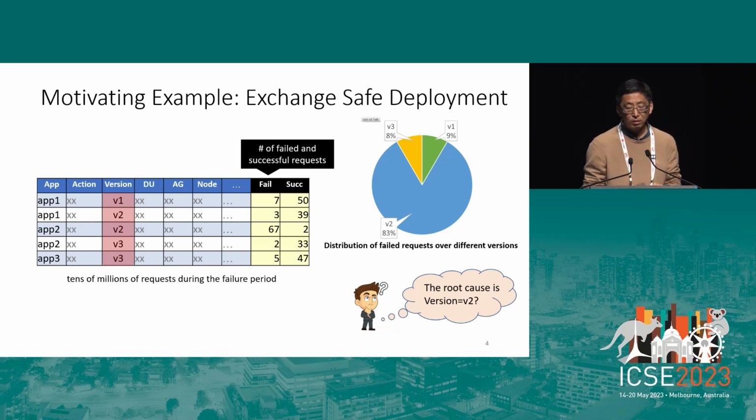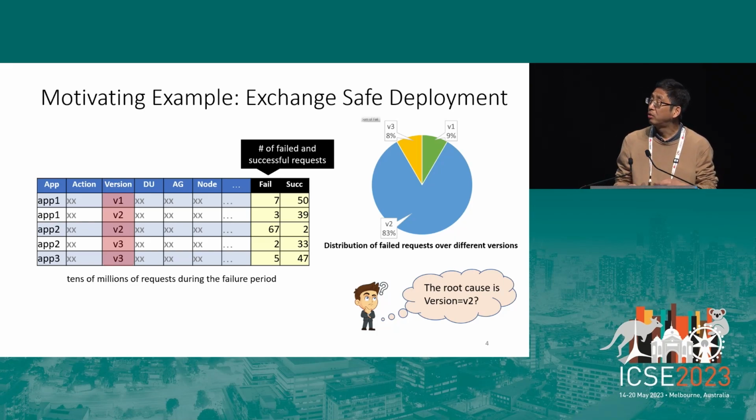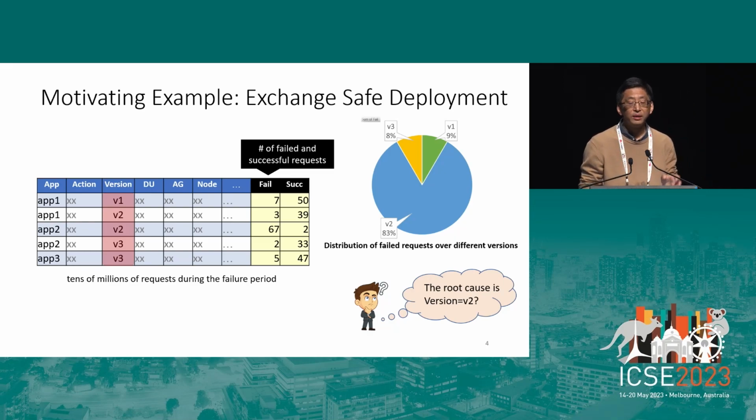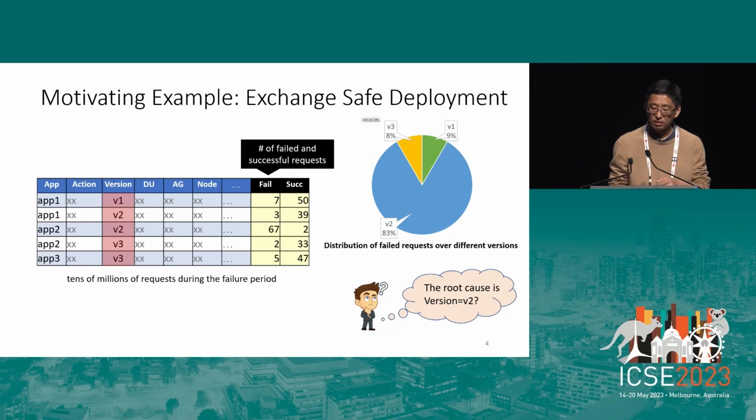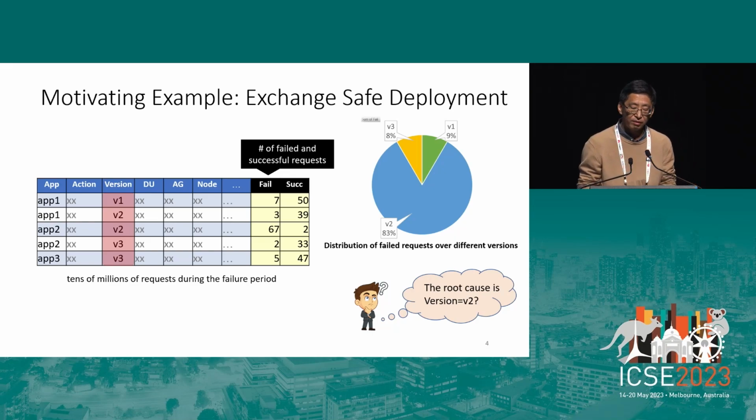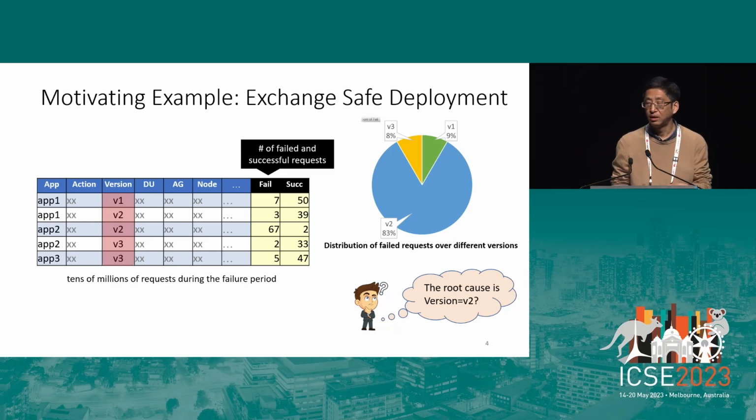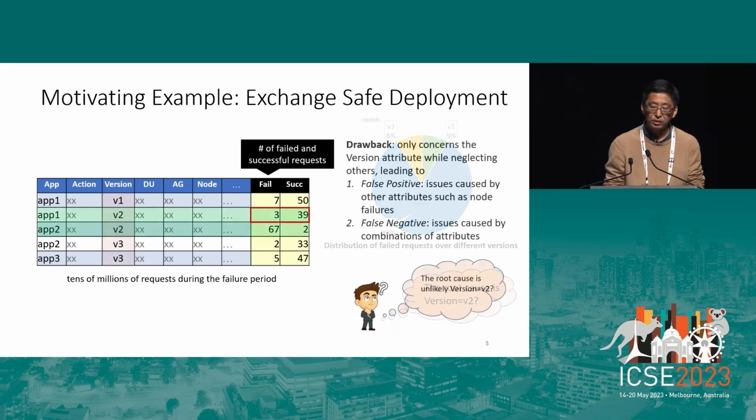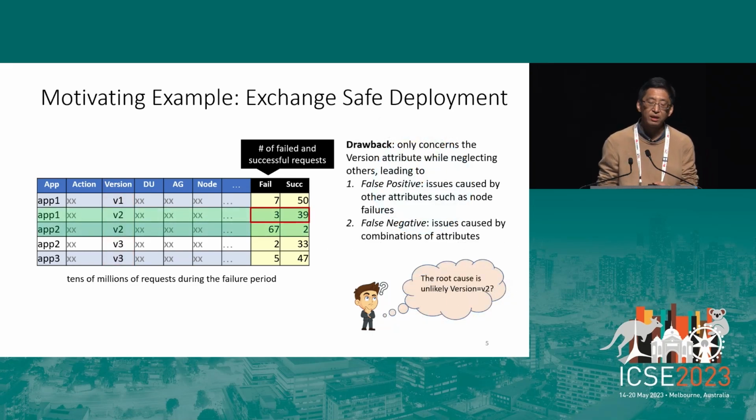They may look at the version number, for example. With a simple heuristic like the version, developers may look at the distribution of failures across different versions. In this case, they may find that version 2 is the root cause, because version 2 contains most of the failures. But in fact, this simple heuristic may lead to false positives and false negatives.